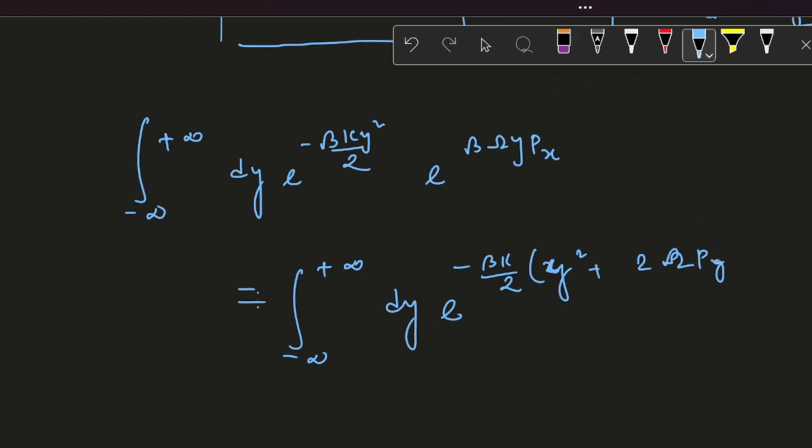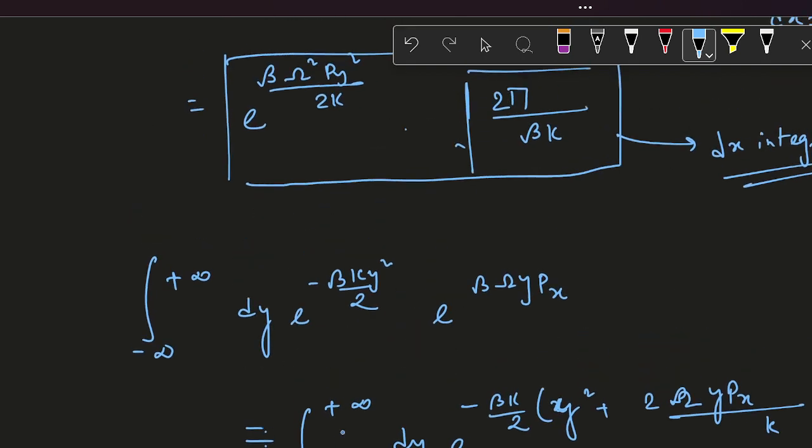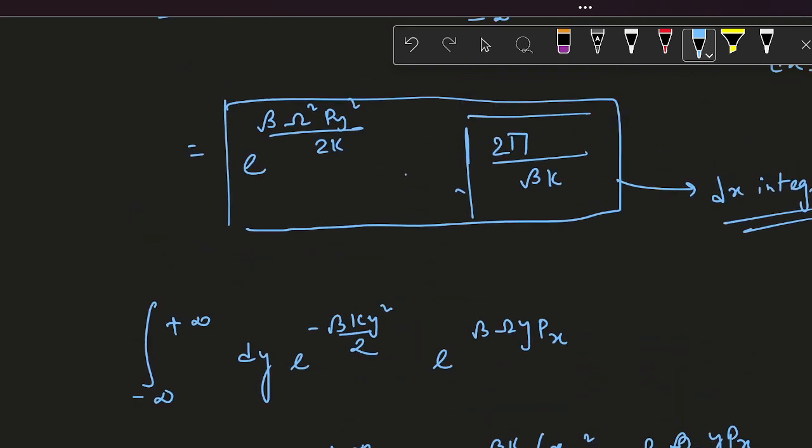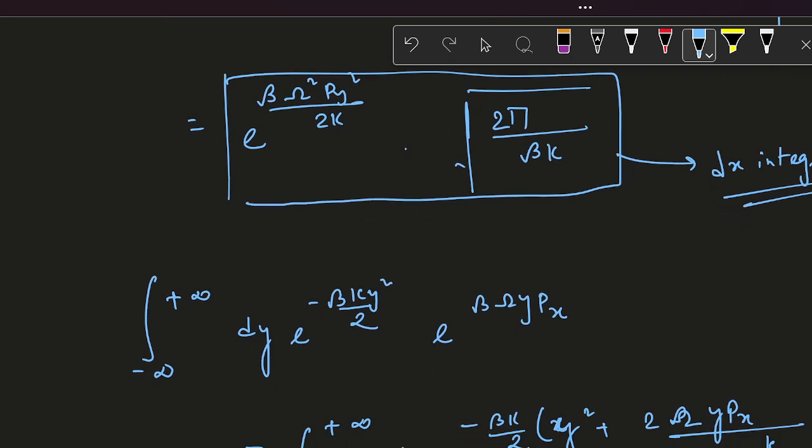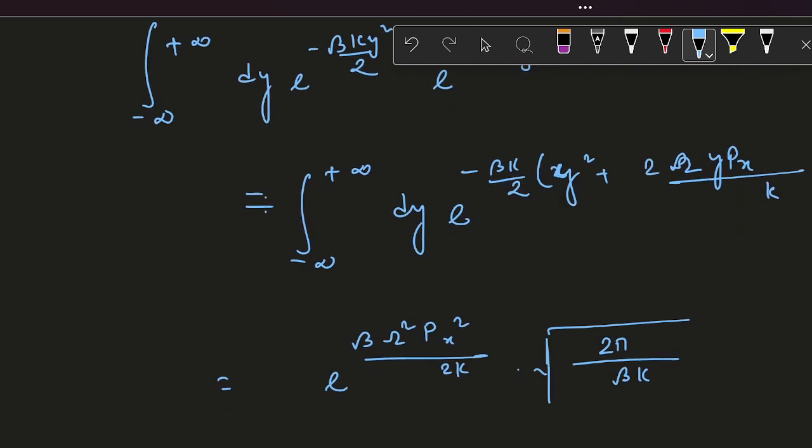2 omega y px by k. So again follow the same manner that I did for the x integral. I will just directly write down the answer now because this is just the same. So e to the power beta omega squared, instead of py here it will be px, okay, because this is the dy integral, and the rest of the terms are just the same, 2 pi by beta k. You can look for yourself that this is the solution that will come.